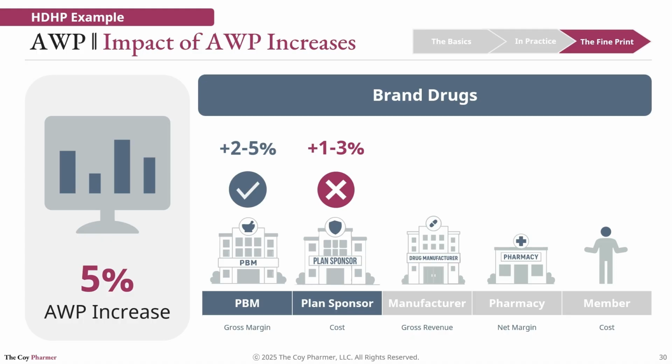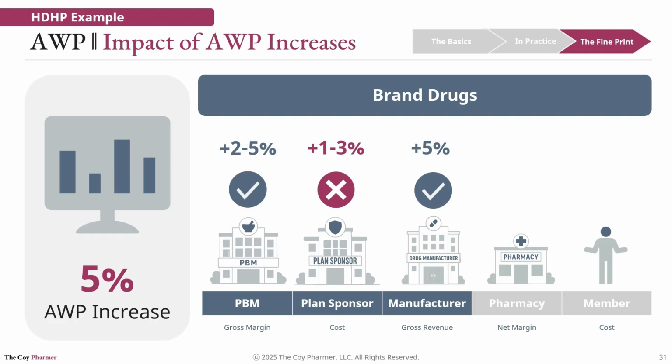Plan sponsors will generally have higher costs in this instance. They may not have necessarily a full 5% increase, and that's because in a high deductible health plan, the member may be absorbing more of the increase than the plan. In the case of the manufacturer, they are generally going to be able to immediately sell their drug to pharmacies and wholesalers for about 5% more.